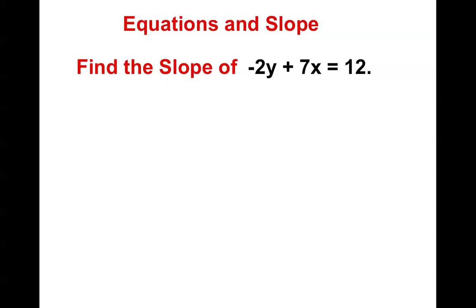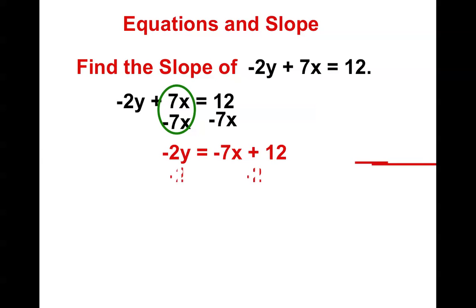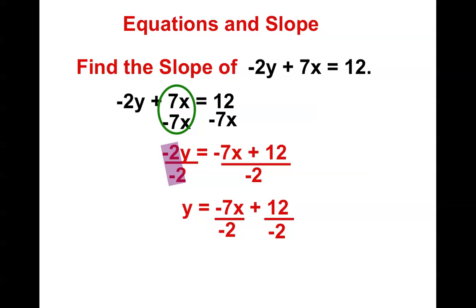Pretty easy, right? Can we make it a little bit trickier? Sure. Now you got to do a two-step equation. But you guys know how to do two-step equations. Subtract 7x, 0 pair. Divide by -2, divide by -2. And then make sure -2 is divided into both the -7 and the 12. So I end up getting 7/2 x plus -6, and the slope would be 7/2.